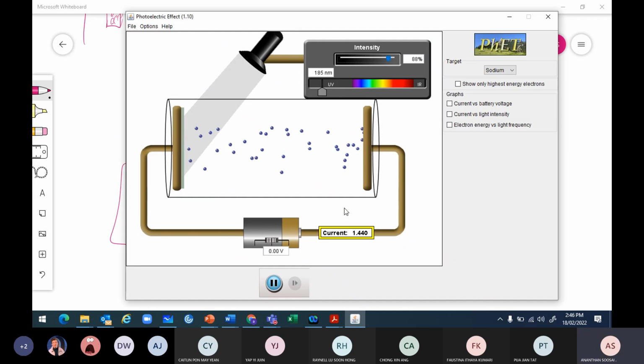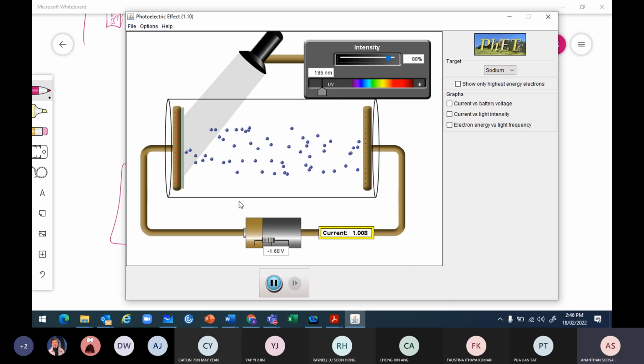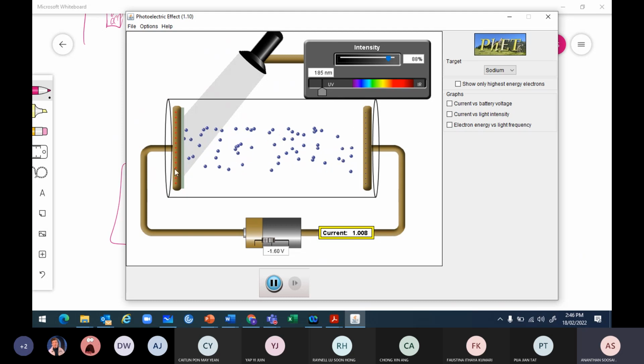You see here, this is the current. Let's say I increase the voltage to -2. I increase it, and the current is slowly dropping, from 1.44 to 1.08. Why does the current not immediately drop to zero? Because the electrons have a range of kinetic energy. The ones from the inner shell, when they come to the surface, have small kinetic energy, so they will be stopped first. The highest kinetic energy electrons will still contribute to the current. But Millikan adjusts this until the current becomes perfectly zero.